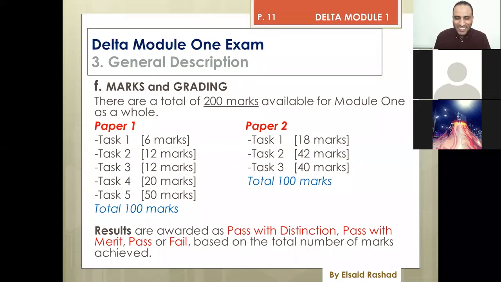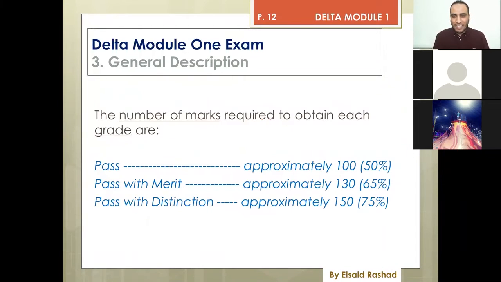120. 100. Okay. Yes, you're right. So if you want to get a pass in Delta Module 1, you need to get 100 marks out of 200. So only 50%. You can pass Delta Module 1 with 50%. Only 100 marks out of 200. If you want to get merit, then you need to get 130 marks. If you want to get a distinction, then you need to get 150 marks, which is 75% of the marks. Well, if you get 120, then you are still in the pass area, okay? You might think it's unfair, but no, it's not, because it's approximate. If you get 125, they might give you merit, okay? So don't worry about this.